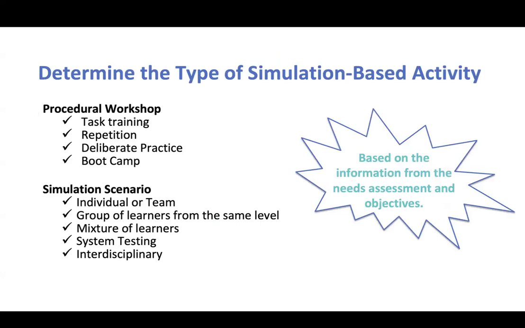Determine the type of simulation-based activity. Think back to our targeted needs assessment. This helped us formulate the objectives for our project, and the objectives will help us plan for the best simulation activity based on the learner assessment types that we just discussed. Are these types leading you towards a procedural workshop with task training and deliberate practice? Or your learner needs showing you that a simulation scenario would be best? This can be for individuals or teams or systems testing.